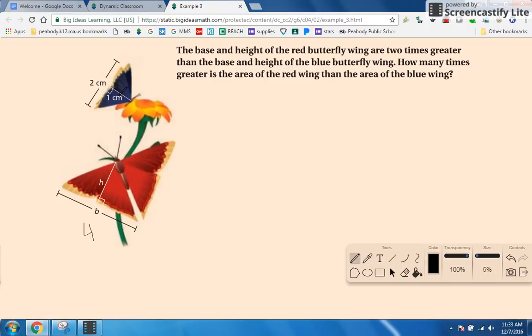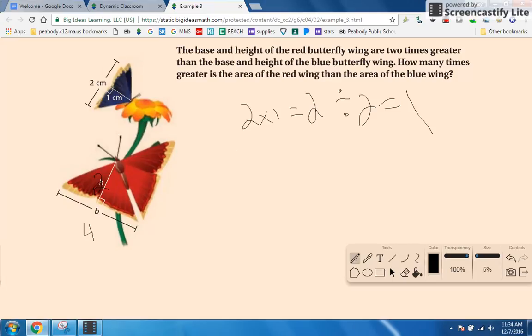Same thing with the height. So if the height of the blue butterfly's wing is 1, and the red butterfly wing is twice that, 1 times 2 is 2. So now we're going to find the 2 areas of the butterfly wings. So base times height divided by 2. So for the blue one, it's going to be 2 times 1, which is 2, divided by 2, because it's base times height divided by 2. So that's going to give us that the area of the wing on the blue butterfly is 1.